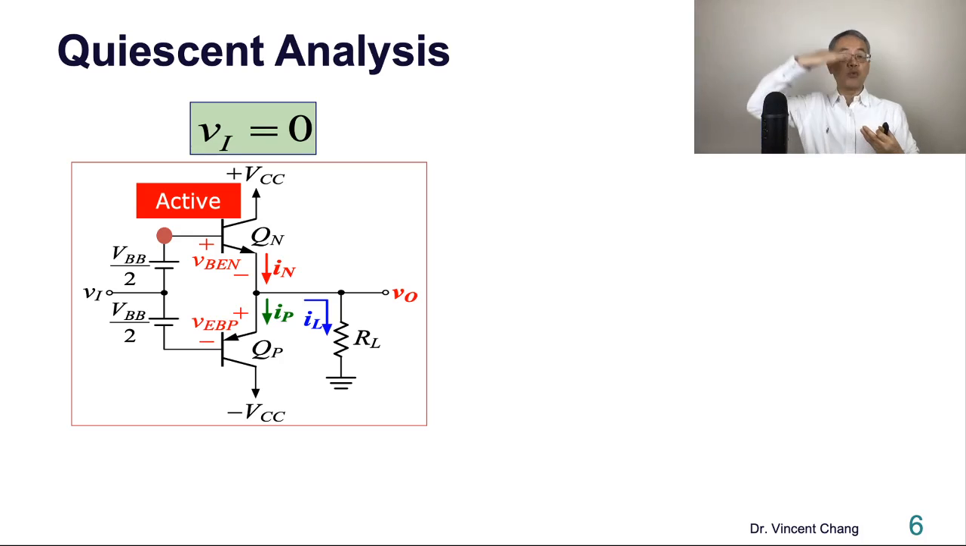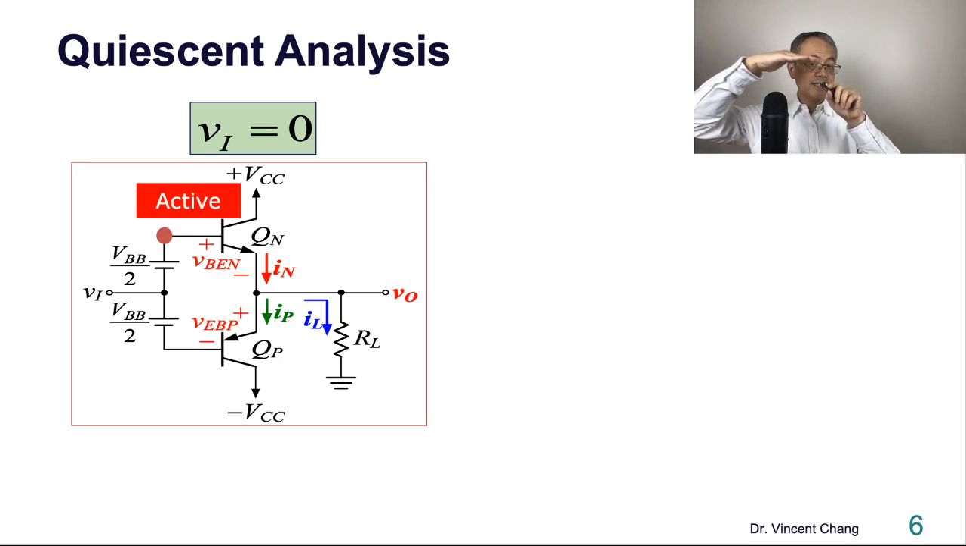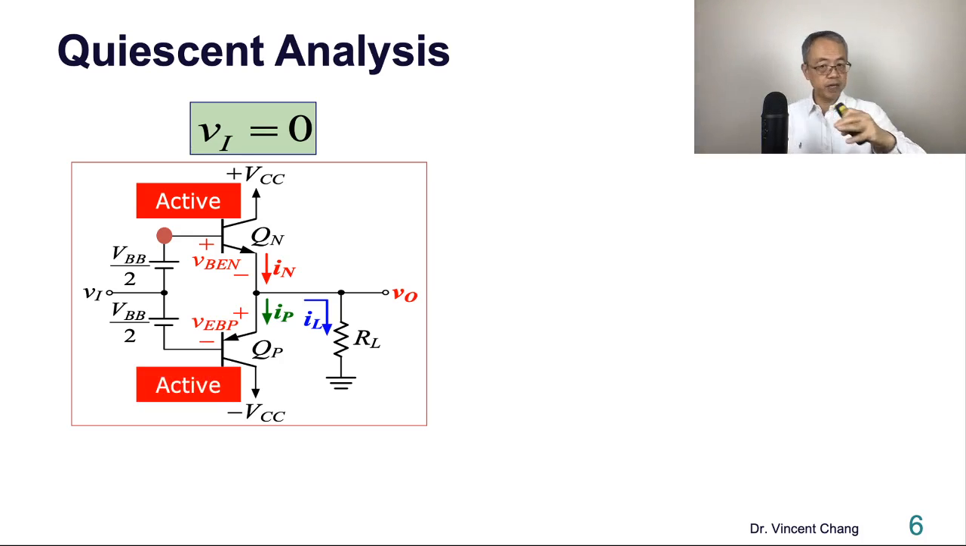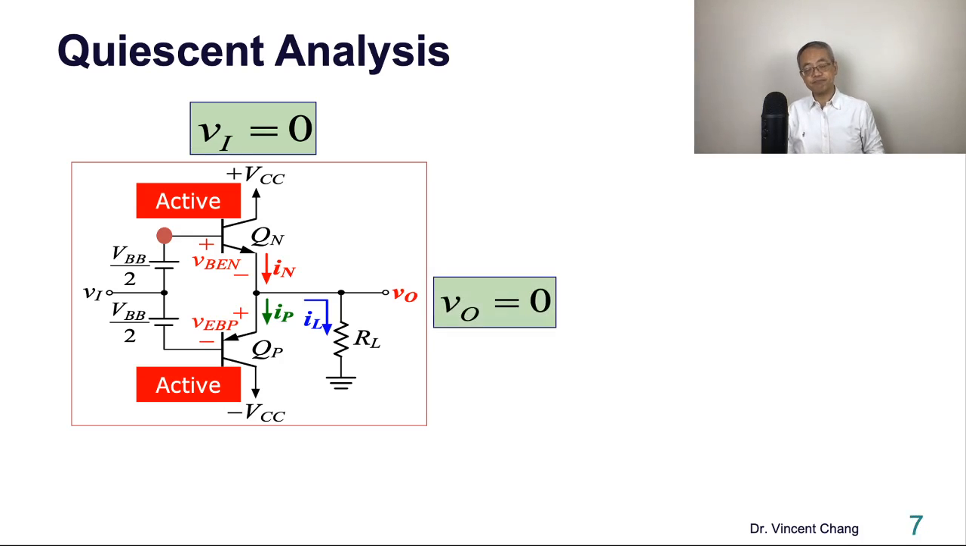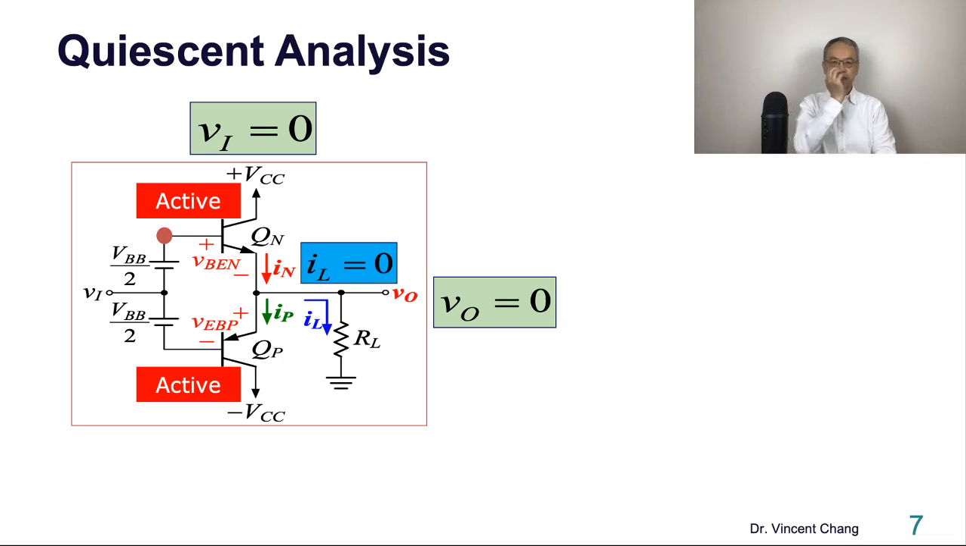Why? Let's assume the half VBB is 0.7 volt. Now when VI is 0, the brown point is 0.7 volt. 0.7 volt can turn the transistor on. The PNP will also be turned on. And then VO is 0. So up 0.7, down 0.7, so 0 up 0.7 and down 0.7. So VO equals 0.